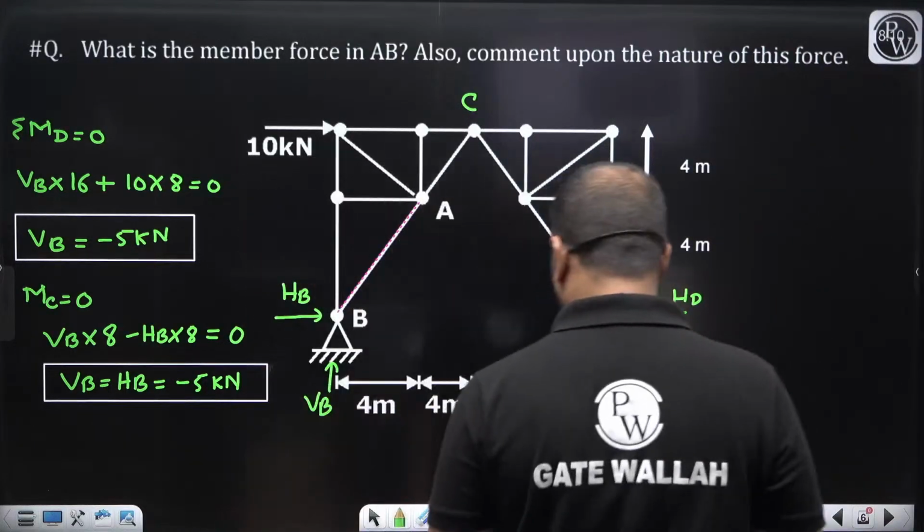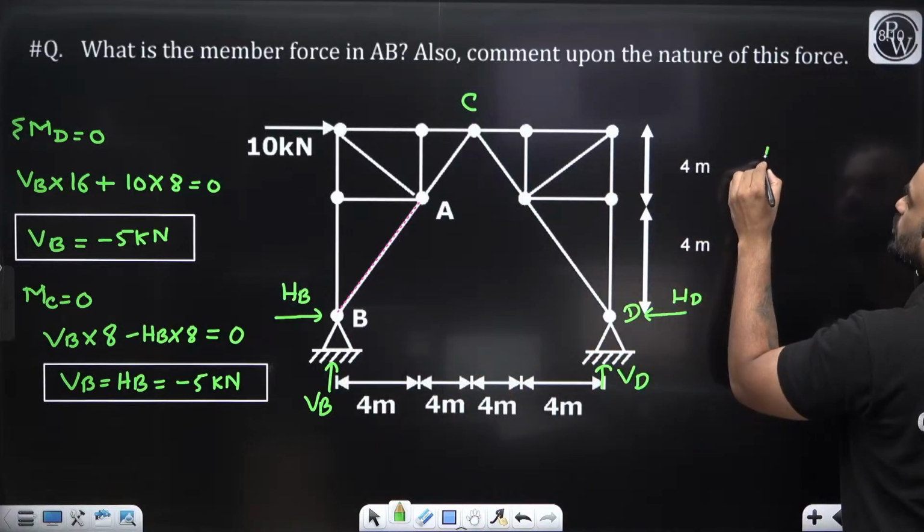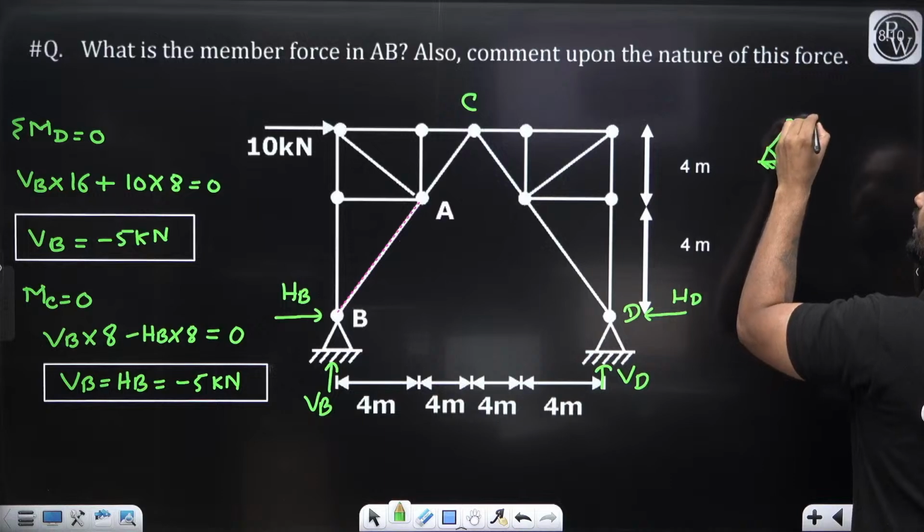Now what we will do, guys, is try to take joint B directly. Okay, let us draw the joint B. And this is our FAB.